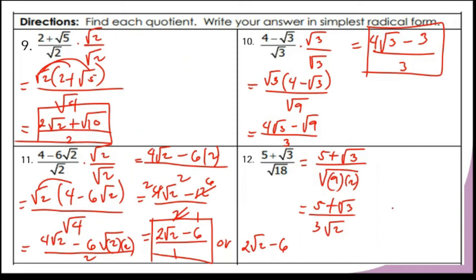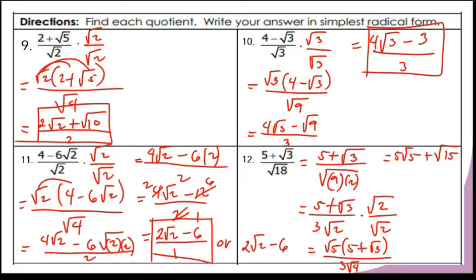Now, we will need to rationalize the denominator by multiplying both the numerator and the denominator by square root of 2. So now you will have square root of 2 times the quantity 5 plus square root of 3 all over 3 square root of 4. Simplifying further, you will have 5 square root of 2 plus square root of 6 all over 3 times the square root of 4, which is 2. So now you will have 5 square root of 2 plus square root of 6 all over 6. And that is the final answer.